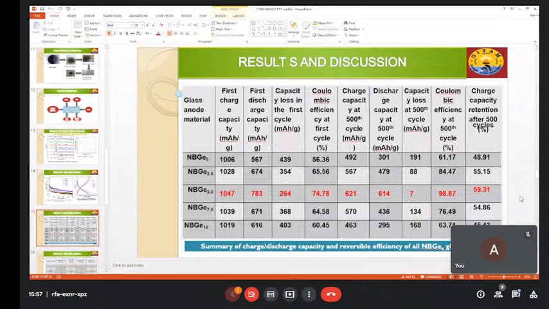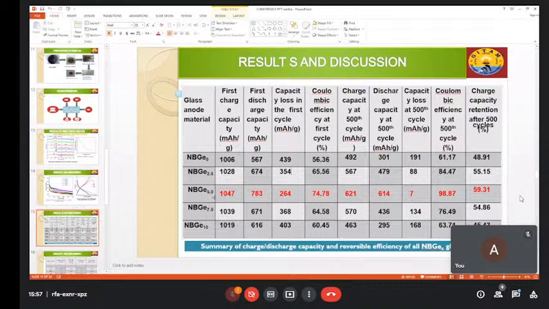Similarly, I calculated the 500-cycle charge and discharge capacitance and Coulombic efficiency values. Here also the fifth sample has the highest Coulombic efficiency. So this is for the charge discharge curves.